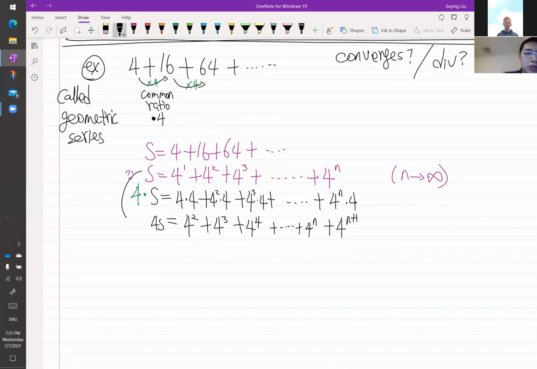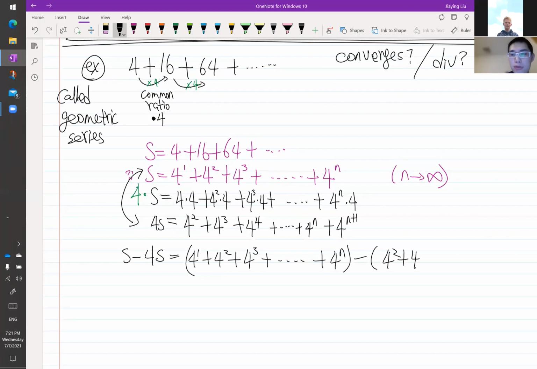And then the next step is I'm going to subtract 4S from the original series. So S minus 4S on the left. On the right, that becomes 4 to the first power plus 4 squared plus 4 cubed, and so on up to 4 to the n, minus 4 squared plus 4 cubed plus 4 to the 4th, up to 4 to the n plus 4 to the n plus 1. And if we do the subtraction, we end up with 4 to the first power minus 4 to the n plus 1.